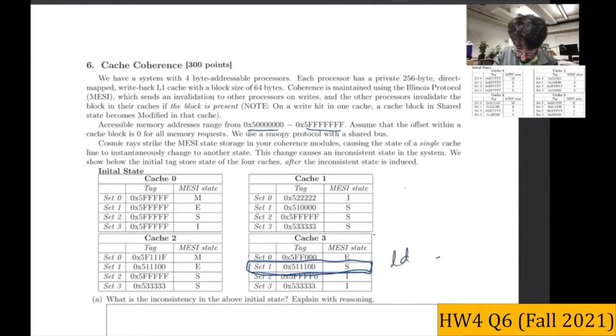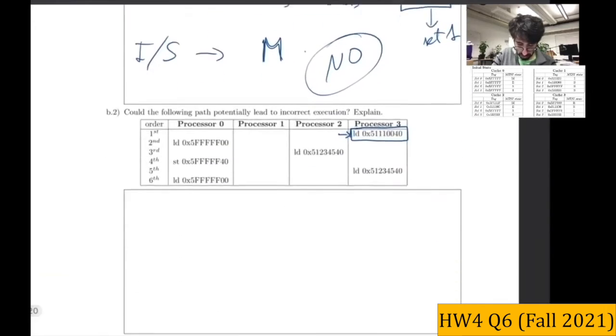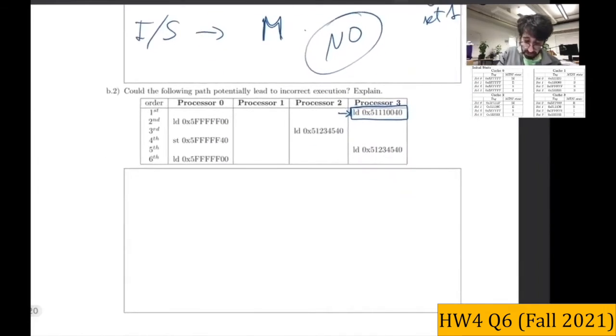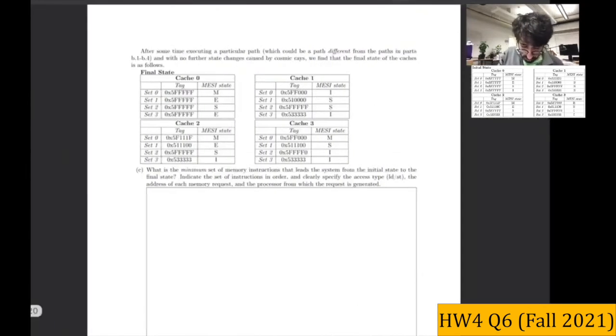What's the problem with this? Yes, we are loading this. If you remember from the first question, this could actually be in shared or invalid state. If the initial state before the strike was invalid, we will be reading invalid data here. So the answer to this question, could the following path potentially lead to incorrect execution, is yes, because we could be reading some invalid data here. Okay, let's go to the next question.